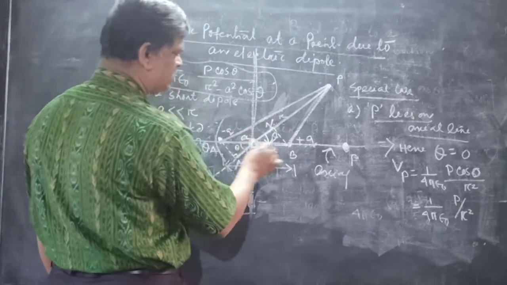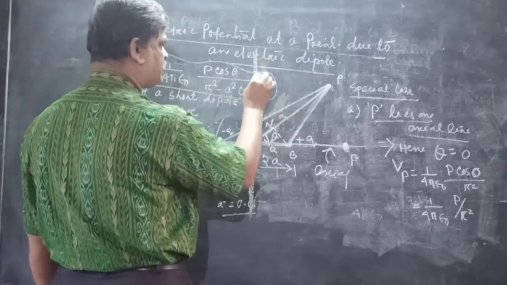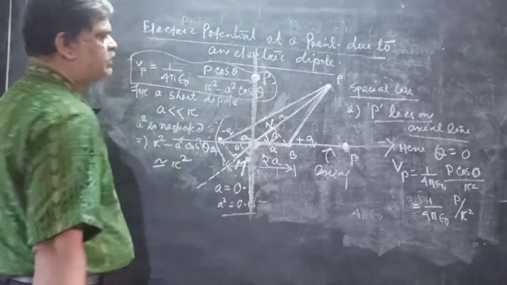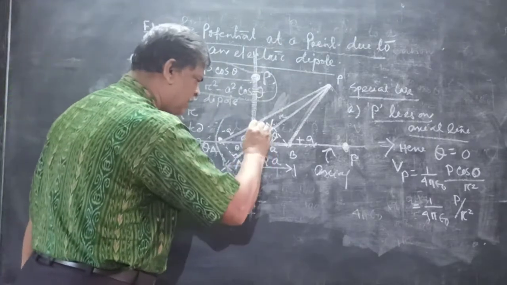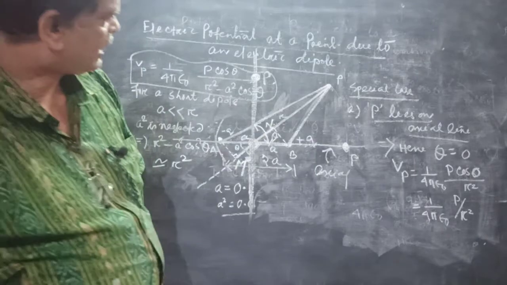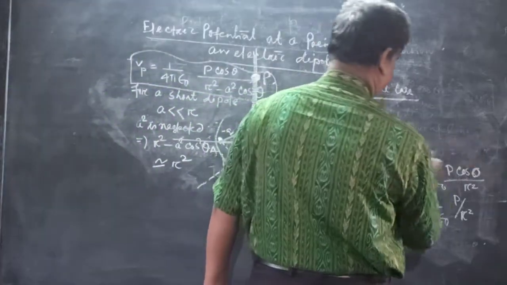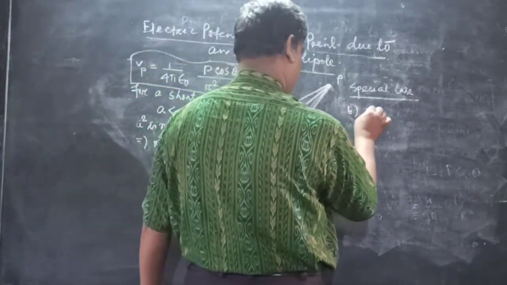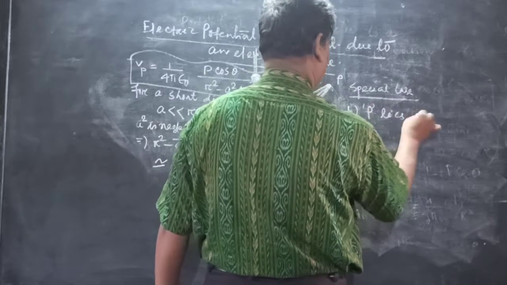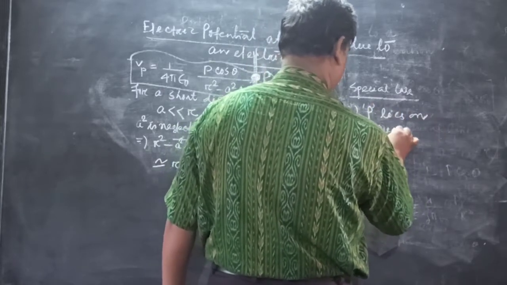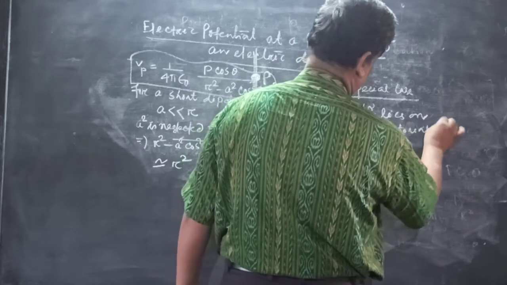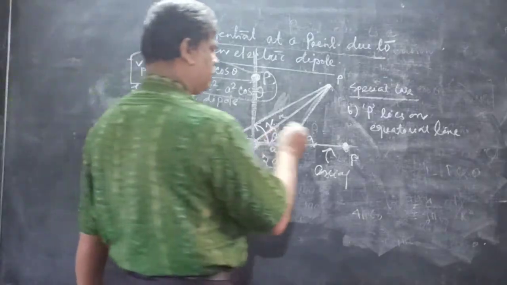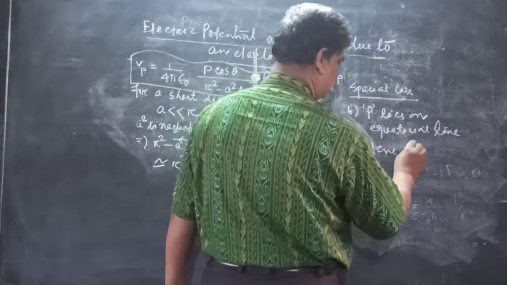What do you mean by equatorial line? That is the perpendicular to the axial line. Suppose P is here. This is the point of observation. If P is here, that means theta is 90 degree. So the second case is the point P on the equatorial line. Clear? If P is on the equatorial line, then in this case what is theta? 90 degree.